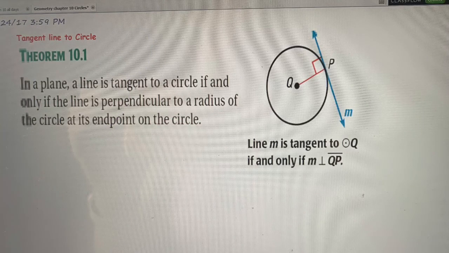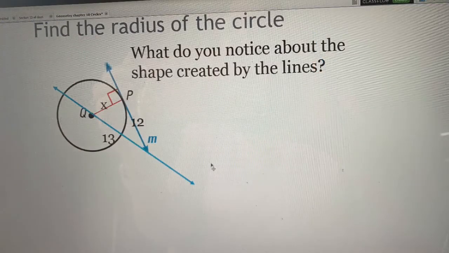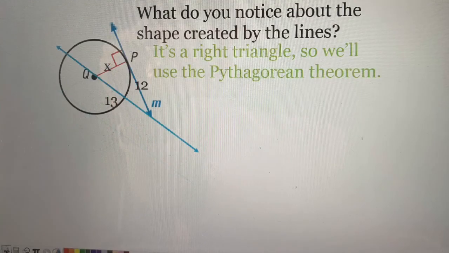Theorem 1. In a plane, a line is tangent to a circle if and only if the line is perpendicular to a radius of that circle at its endpoint on the circle. This is called the tangent line to circle theorem. Let's look at this. What do you notice about the shape created by the lines? They form a right triangle, so we can use the Pythagorean theorem.